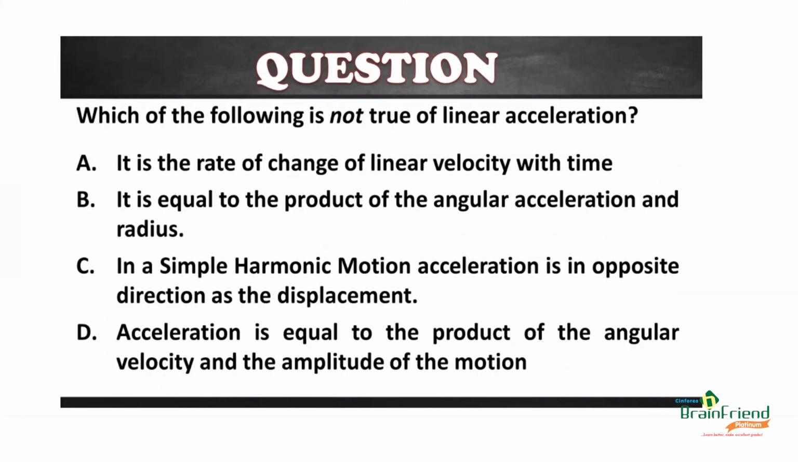Now let's try out some test questions. Question 1. Which of the following is not true of linear acceleration? A. It is the rate of change of linear velocity with time. B. It is equal to the product of the angular acceleration and radius. C. In a simple harmonic motion, acceleration is in opposite direction as the displacement. D. Acceleration is equal to the product of the angular velocity and the amplitude of the motion. The correct answer is option D.